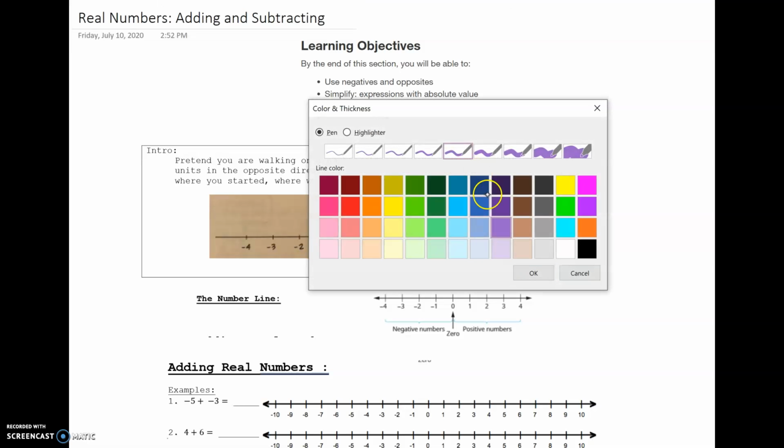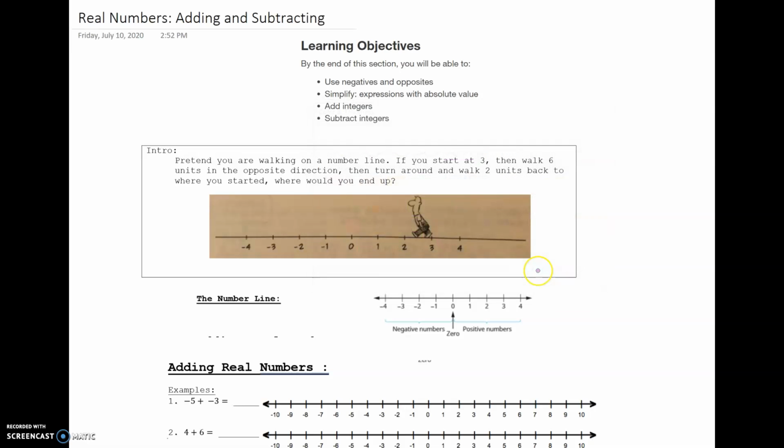Okay, so we're going to just go ahead and jump right in. We're going to start with an intro, and we're going to pretend we're walking on a number line. A number line is just literally a line where it measures from 0 going to the right positive numbers, 0 going to the left negative numbers. So I'm starting at 3. So here's my little guy. I'm starting at 3.